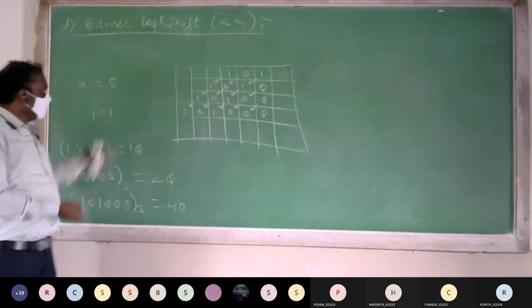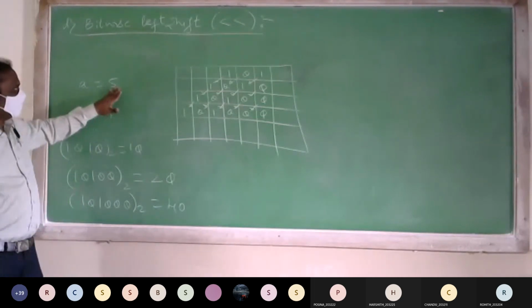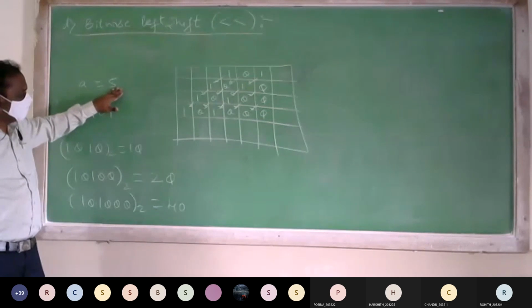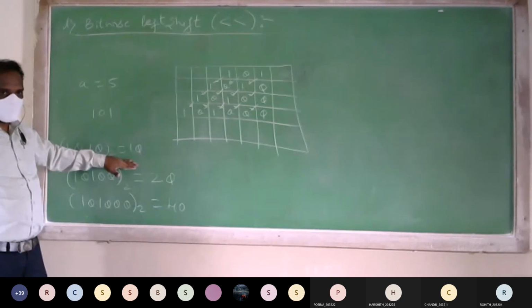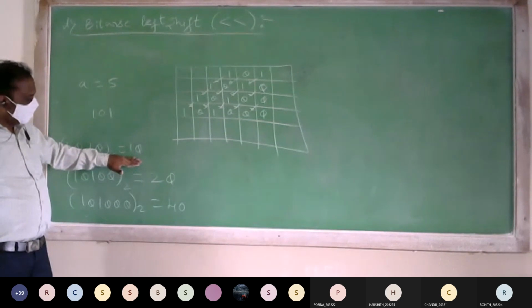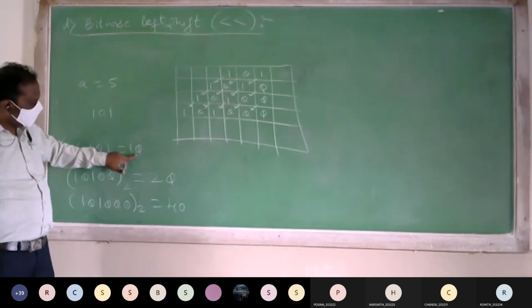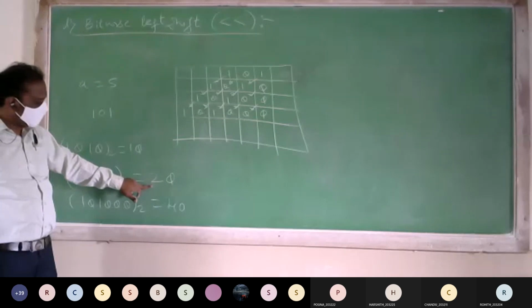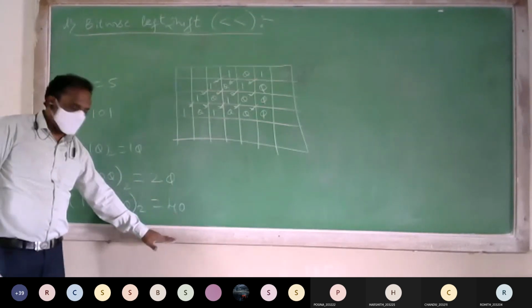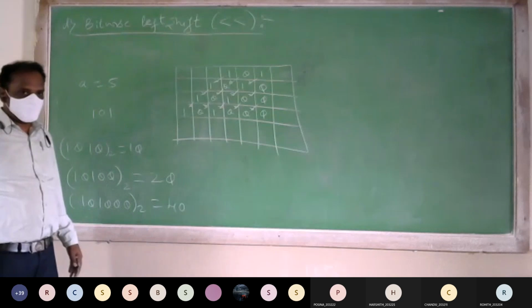Yes, correct. So, every time we shift left by 1 bit, the result will be doubled. When you shift 2 times, this result will become double. When you shift 3 times, this result will become double. When you shift 4 times, it will become 80. When you shift 5 times, this will become 160.